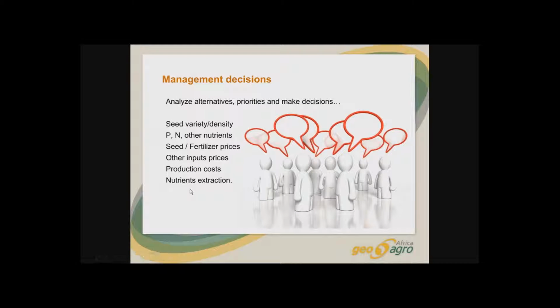Next, once we have characterized the zones, we'll think about management decisions. There are a number of decisions that we can make. We'll analyze alternatives and priorities, and make decisions on seed variety and density, phosphorus, nitrogen, and other nutrients. We'll also take into account seed and fertilizer prices. We'll see the nitrogen response curve and see if it's worthwhile, or what the best economic decision is. Other inputs, production costs, the extraction of nutrients based on past seasons.